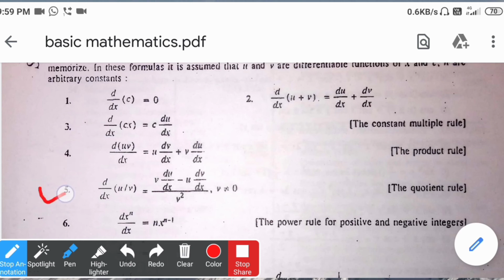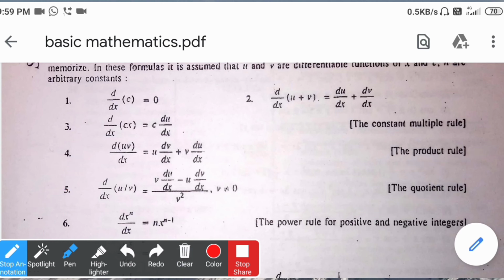Now next formula is the UV rule of differentiation for u upon v, or the quotient rule. Here, if we are taking the second function as a constant, then it is the derivative of the first function, minus the first function into the derivative of the second function, upon the square of the second function. So these two rules are there: one is the product rule of differentiation, one is the quotient rule of differentiation.